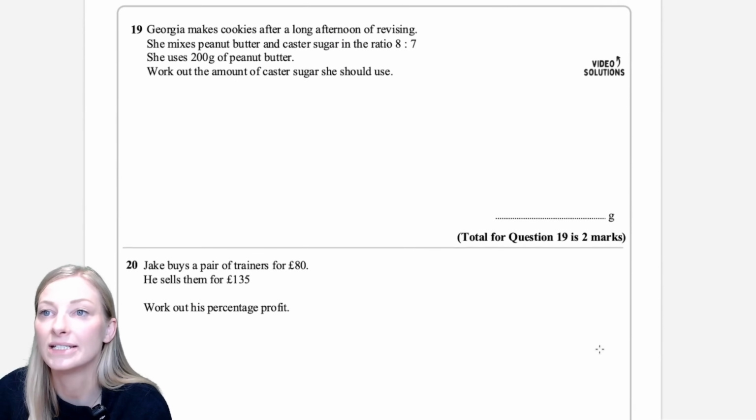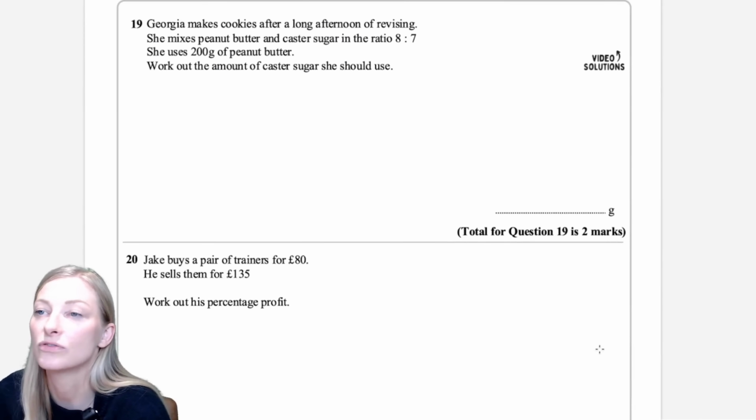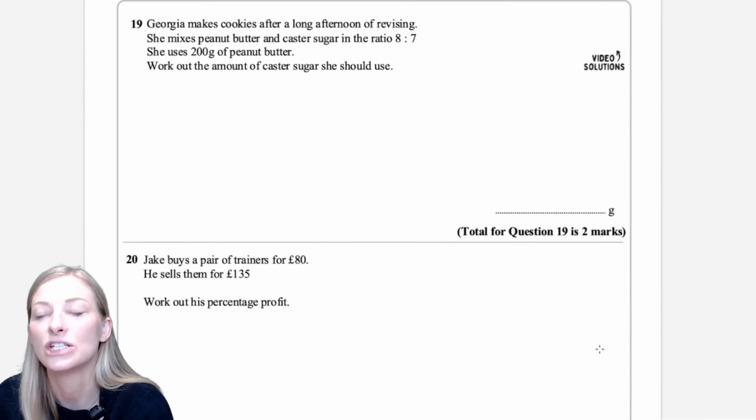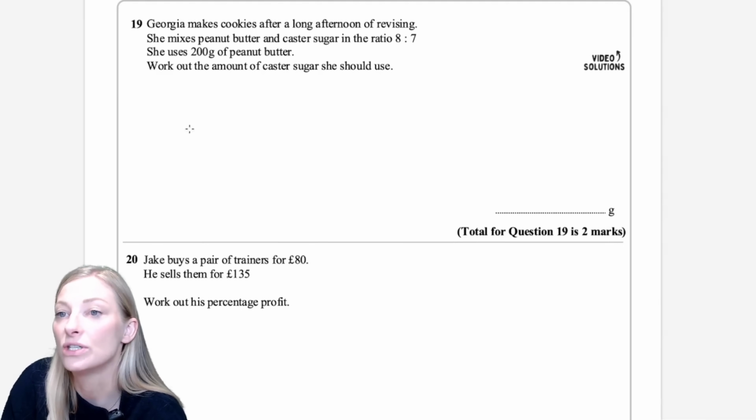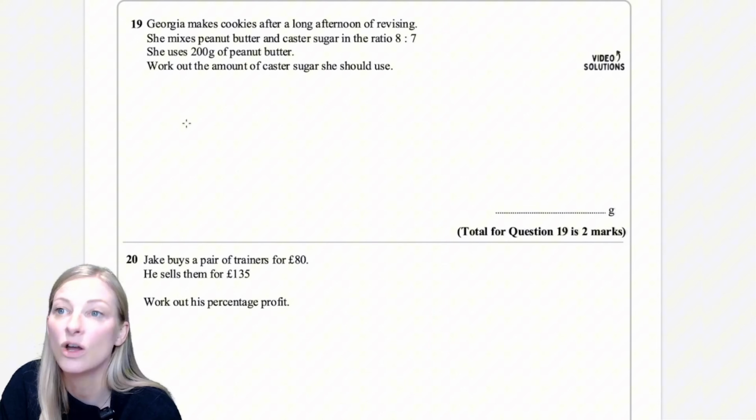Question number 19. Georgia makes cookies after a long afternoon of revising. She mixes peanut butter and caster sugar in the ratio 8:7. She uses 200 grams of peanut butter. Work out the amount of caster sugar she should use.